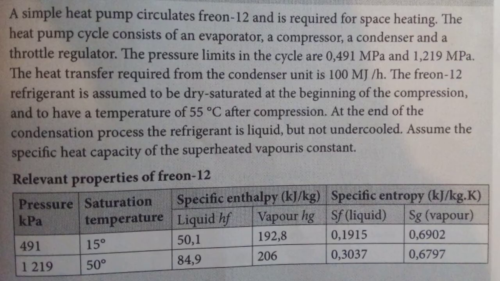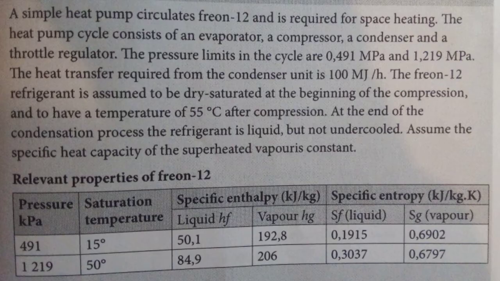The heat transfer required from the condenser unit is 100 megajoules per hour. The Freon 12 refrigerant is assumed to be dry saturated at the beginning of compression and to have a temperature of 55 degrees Celsius after compression. At the end of the condensation process, the refrigerant is liquid but not undercooled. Assume the specific heat capacity of the superheated vapor is constant. And then we are given a table of the relevant properties of Freon 12. We're given the pressure, saturation temperature, specific enthalpy, and specific entropy.